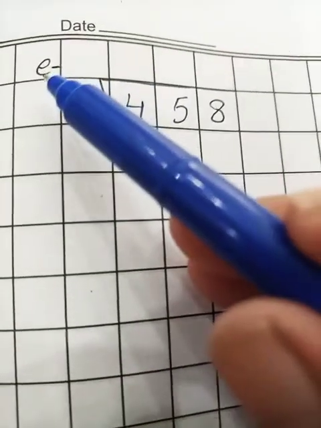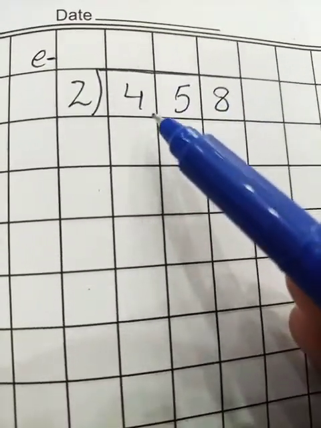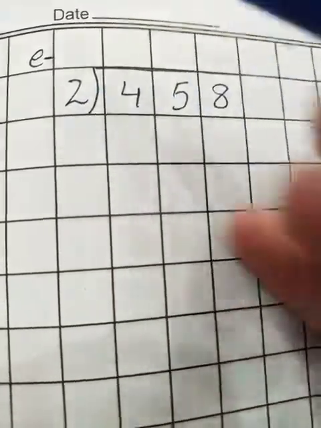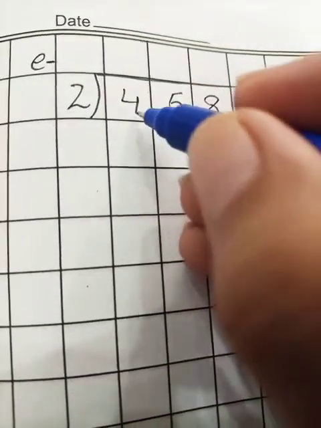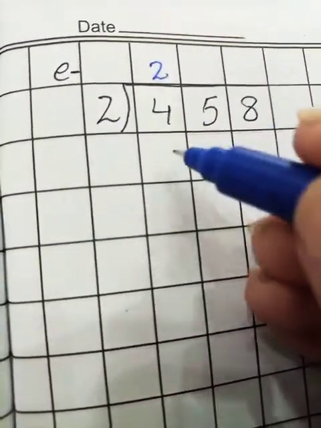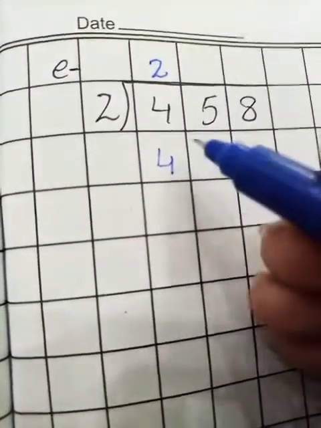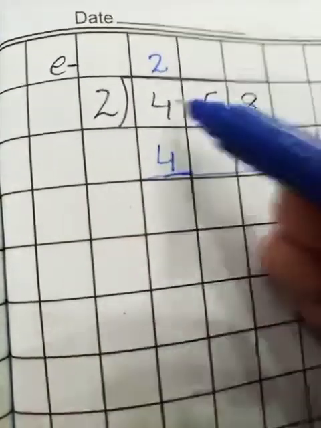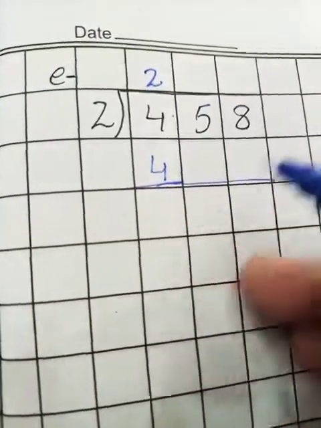Next is part E, in which we are going to divide 458 by the divisor 2. Let's divide it. Firstly, we are going to divide the hundreds. So students, 2 2s are 4. Here is our answer 4. So students, after this we are going to subtract 4 from the 4, and the answer is 0. No need to write it here.